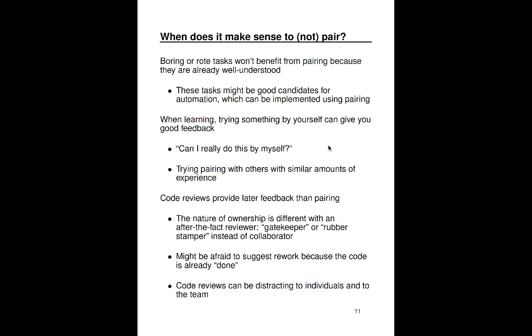Or maybe you've got someone that doesn't feel a lot of ownership of it and just sort of rubber stamps it. Oh yeah, right. That code works, tests pass, it must be good enough. You don't get the same kind of collaboration that you do in pair programming. A code reviewer might see something that they think can be improved, but they might be afraid to suggest rework because the code has already been done, right? Someone's already done it to the best of their abilities, and do you really want to go back and take more time?